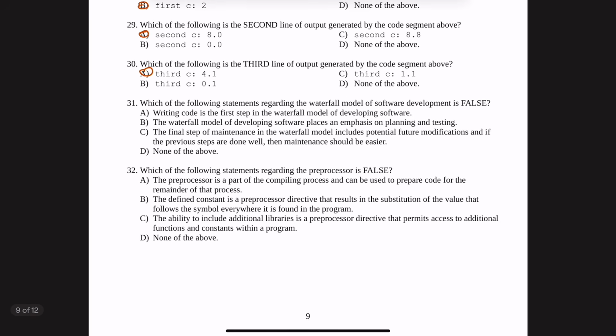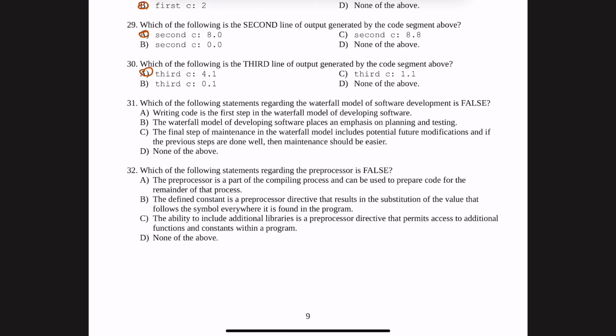Question 31. Which of the following statements regarding the waterfall model of software development is false? A. Writing code is the first step in the waterfall model of developing software. This one is going to be false. So remember, our first step is our requirement gathering analysis. We have some other steps before we actually create the code. Creating code should be near the end.